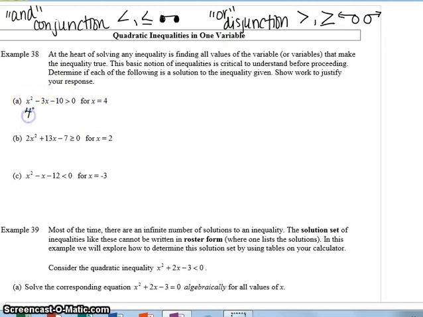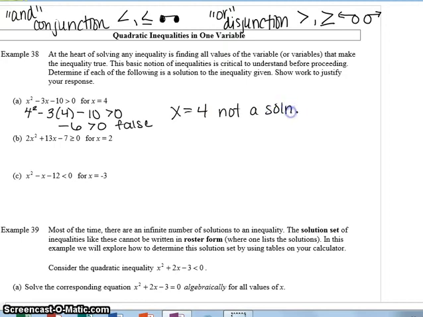So if you just substitute in a 4, you're going to get 4 squared minus 3 times 4 minus 10, and you're going to see if that is greater than 0. Well, when you solve all that work, you're going to get negative 6 is greater than 0. That is false. Negative 6 is not greater than 0. Therefore, you know that x equals 4 is not a solution for that inequality.